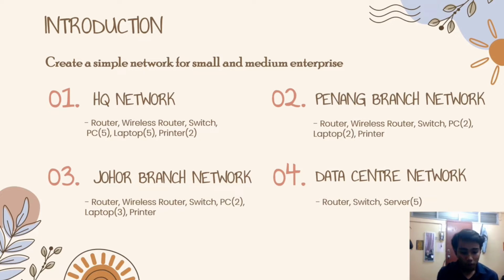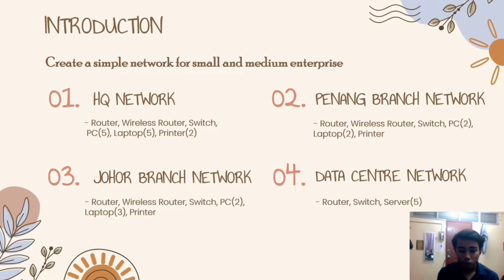For HQ network, we are using one router, one wireless router, one switch, 5 PC, 5 laptop, and 2 printer. For Penang branch network, there is one router, one wireless router, one switch, 2 PC, 2 laptop, and 1 printer. For Johor branch network, we are using one router, one wireless router, one switch, 2 PC, 3 laptop, and 1 printer. And the last one, for data center network, we are using one router, one switch, and 5 server. In this simple network, HQ network can access all branch networks. Okay, that's all for the introduction.